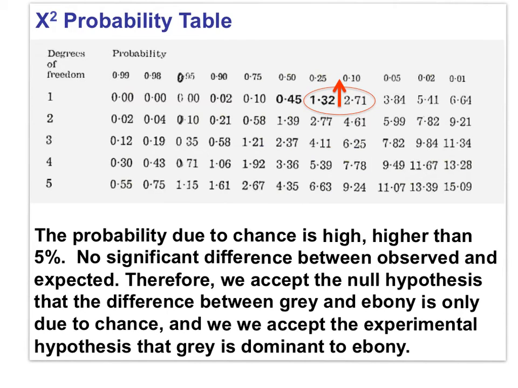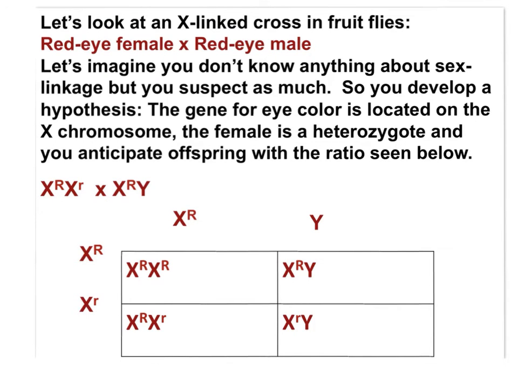Now let's run a chi-square analysis on an X-linked cross in fruit flies where you have a red-eye female crossed with a red-eye male. But imagine that you don't know anything about sex linkage, but you suspect as much, so you develop a hypothesis. The gene for eye color is located on the X chromosome. The female is a heterozygote. This is part of the hypothesis. And you anticipate offspring with the ratio seen here. This is all part of your hypothesis.